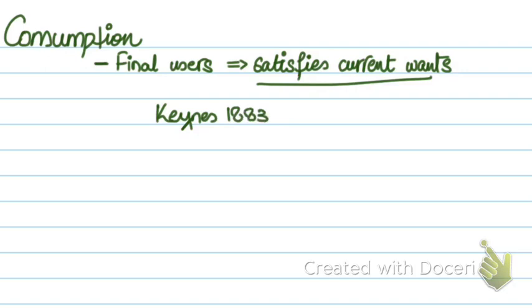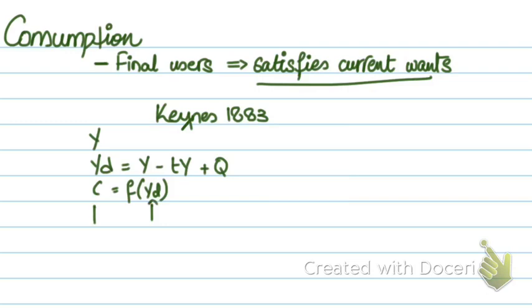So in the previous video, we talked about what equilibrium income Y is. We talked about YD, that's disposable income, and we also said that YD equals Y minus TY, the tax revenue, plus Q, the transfer payments. So consumption is basically a function of YD. So this means that if your disposable income increases, your consumption will also increase.